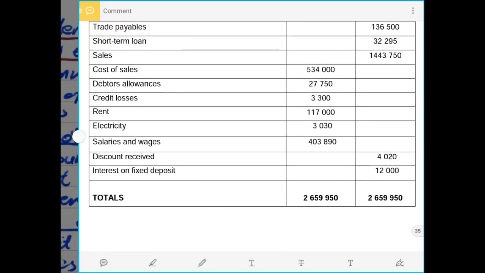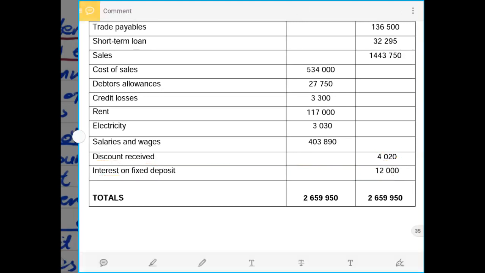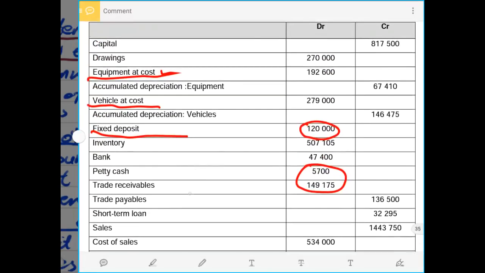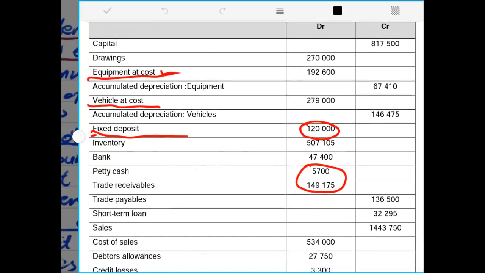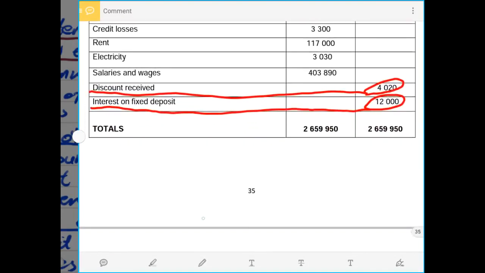We have credit losses, rent, electricity, salaries, and we have another income being discount received. This discount received will be under other incomes in the income statement, and there is interest on the fixed deposit, which is 12,000 rands, and we had a fixed deposit, but we don't know the percentage of the interest that we're supposed to receive out of the 120,000 rands. So now we have to check in the adjustments.